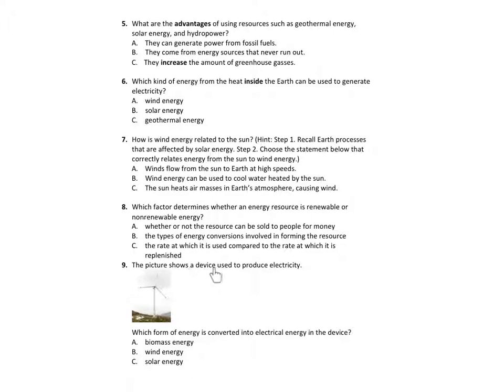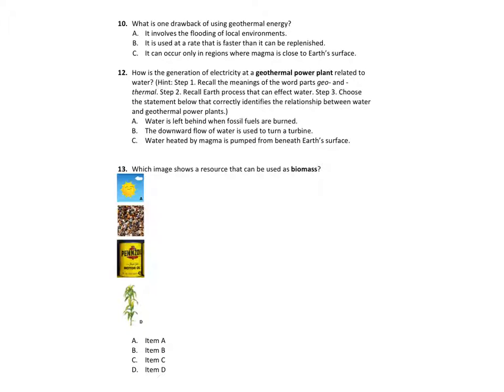Number 9, the picture shows a device used to produce electricity. Which form of energy is converted into electrical energy in the device? A, biomass energy. B, wind energy. C, solar energy. Number 10, what is the drawback of using geothermal energy?